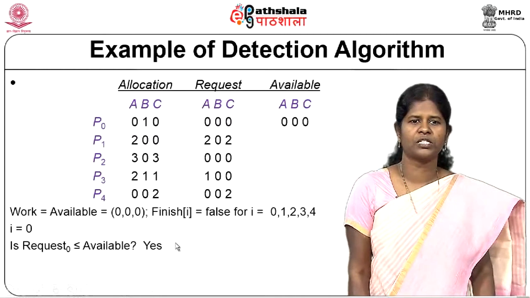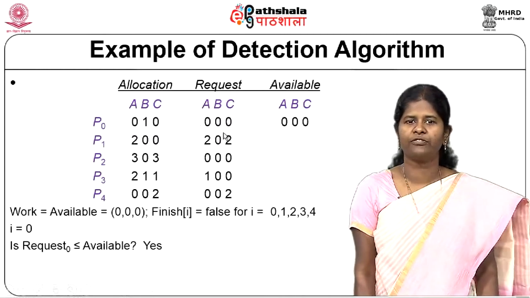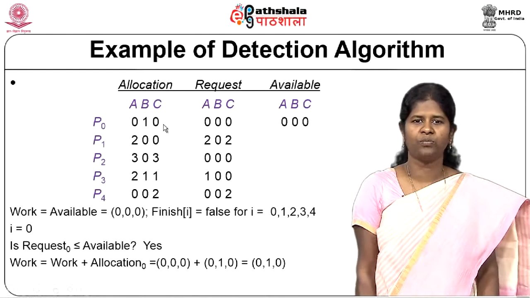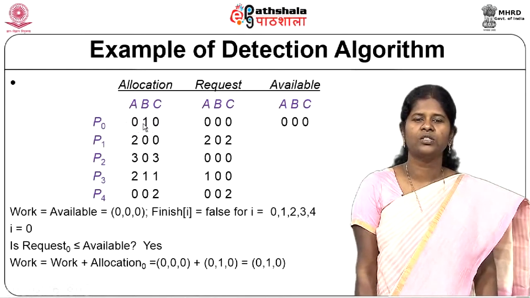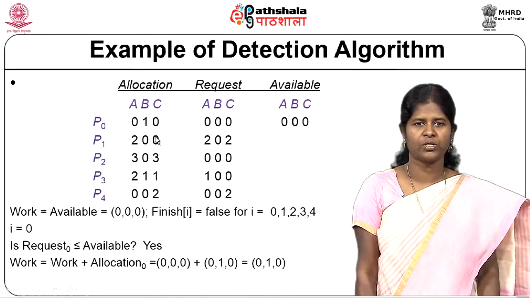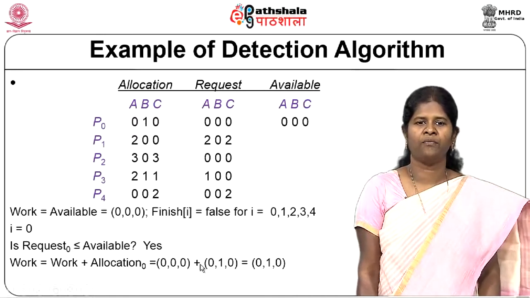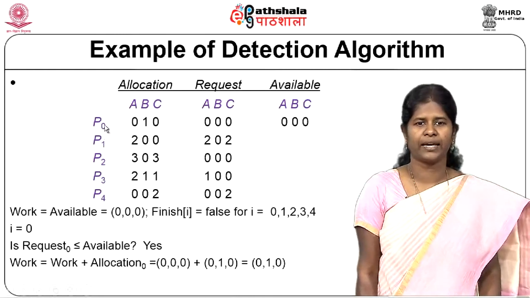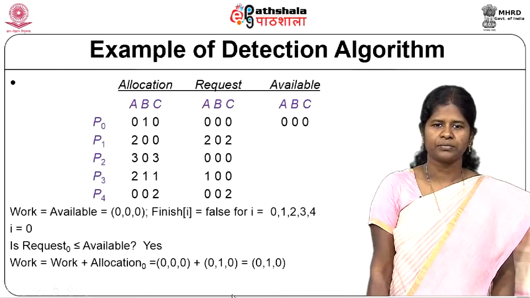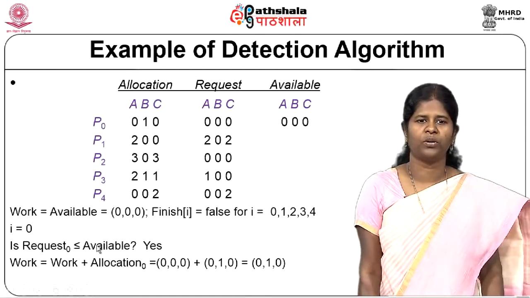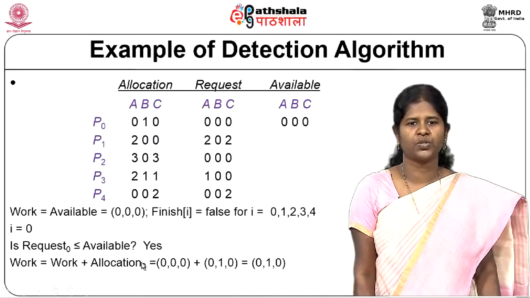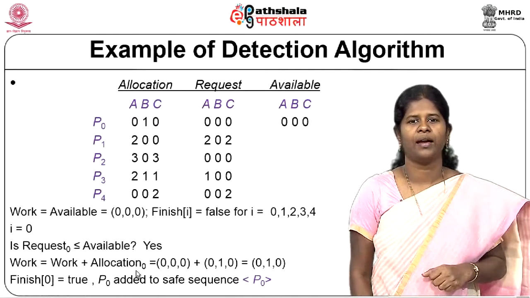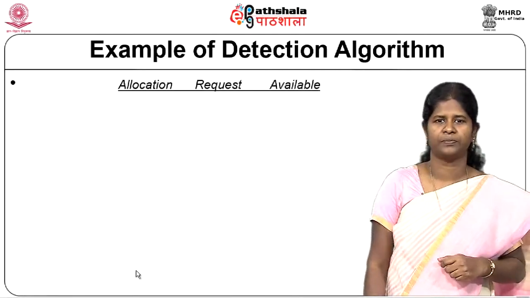And we take the first process P0 and we check if the request of this process is less than or equal to what is available. Yes, and hence we assume that this process is not wanting any resource. So, it will also release the resource that is currently allocated to it. So, Work will become 0 0 0, that is what is available currently, plus what is currently allocated to process P0. So, you have 0 1 0 as what would be available when P0 finishes its work, and then P0 is added to the safe sequence.